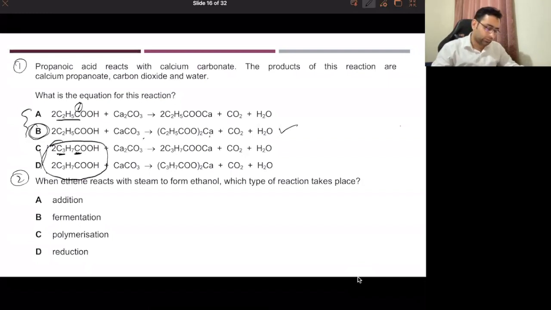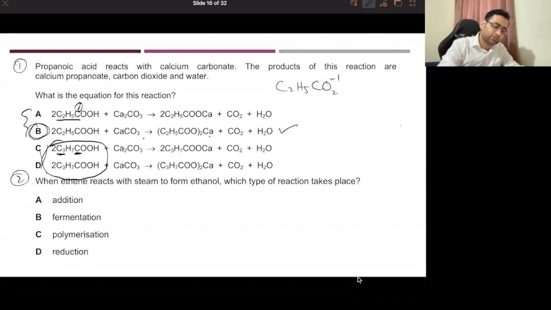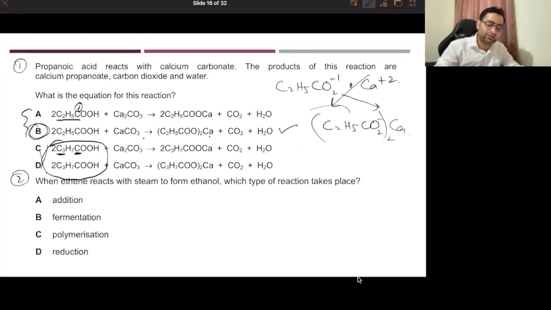Hamad, A is incorrect because C2H5CO2 has a negative valency, and calcium has a positive one. To write their formula, you have to cross multiply their valencies. So the formula is going to be (C2H5CO2) with a 2 and calcium. So this is the formula for calcium propanoate. That's why A is incorrect, Hamad.